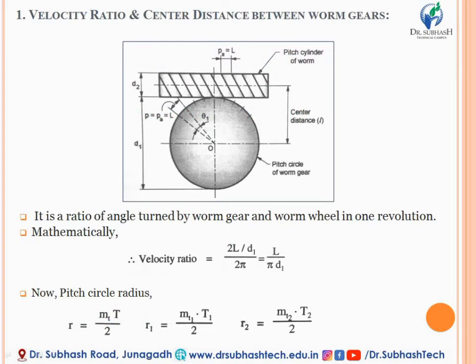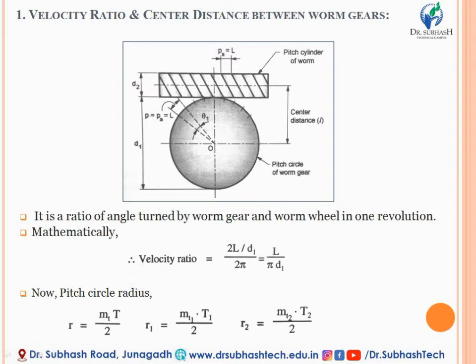The first and very important topic that we are going to discuss is the velocity ratio and the center distance between worm gears. Of course, we have discussed a lot about types of gears, especially worm and worm wheel. Let me revise a little bit. Worm and worm gears are generally used to transmit power from one shaft to another shaft. Those shafts are non-intersecting, but their axes normally have a right angle with each other.